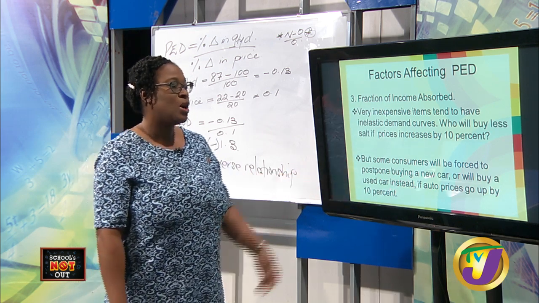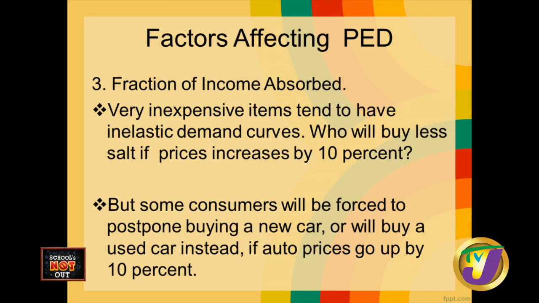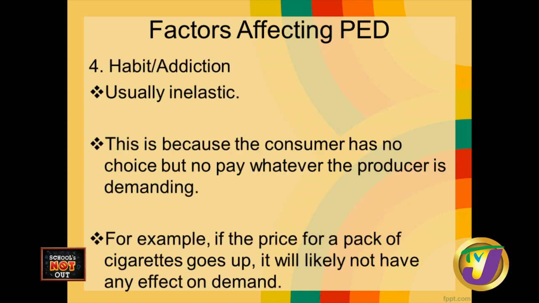But some consumers may be forced to postpone buying a new car, or may buy a used car instead, if auto prices go up by 10%. So you find here that your need to purchase a car is elastic because of the amount of income that it will take up. So you're looking at salt, and you're looking at purchasing a car. Purchasing a car is elastic. If you can't afford it, you find something else cheaper, or you wait until you get that pay raise.